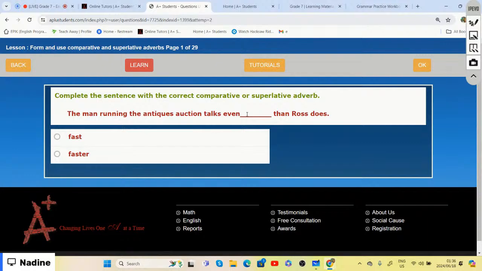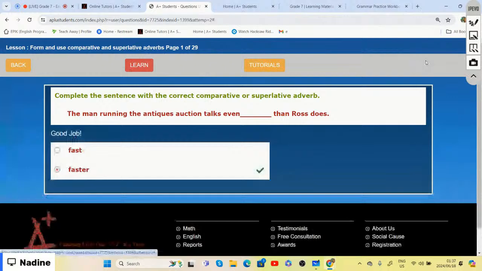All right, and if we were to complete the sentence with the correct comparative or superlative adverb, we would say the man running antique auctions talks even faster than Rose does. So faster than Rose. Like he's compared to Rose, for example.